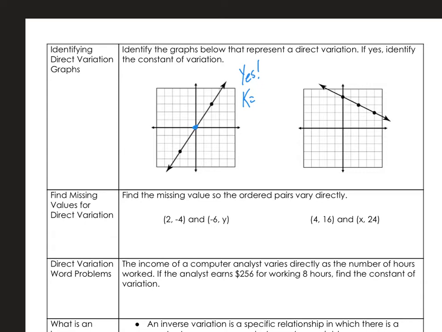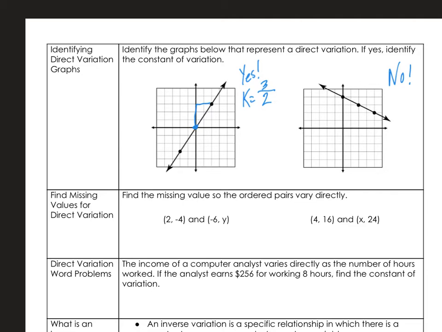Okay, so we're going to go up 3. So our rise is positive 3, and our run is 2. So that is our slope. The second graph does not go through the origin, so nope, it's not direct variation, and we don't need to do anything else.